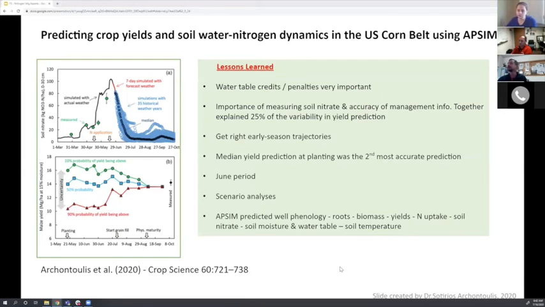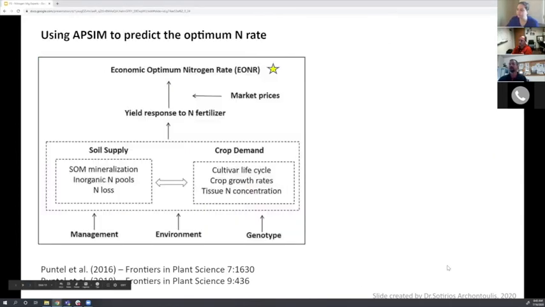I think all these lessons are relevant for many prediction tools, and predicting yield is very important for predicting nitrogen. And let me share some results from another study. Can you please move to the next slide, please?